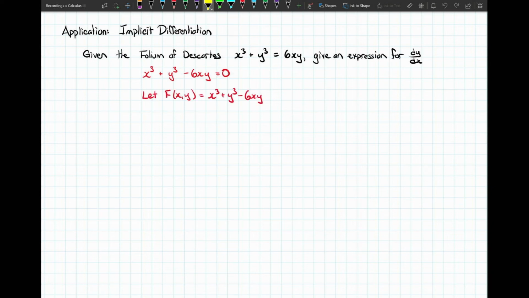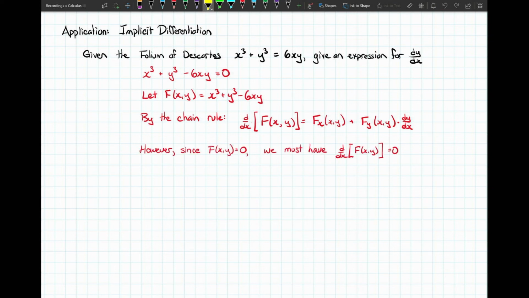Now, if we want to try using the chain rule on this, let's say we want to find the derivative of F of x, y with respect to x. By the chain rule, the derivative with respect to x of F of x comma y is going to be the partial derivative of F with respect to x at x, y, but of course the derivative of x with respect to x is just 1, plus the partial derivative of F with respect to y at x, y multiplied by the derivative of y with respect to x. But since our function F of x comma y equals 0, then the derivative must also equal 0.